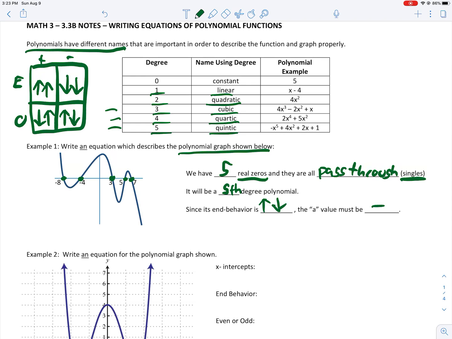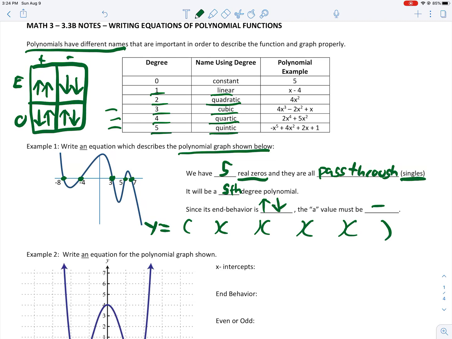This is what we talked about in the last lesson, towards the very last problem. There's not enough information to figure out what a is because I only give you the x-intercepts. But there is enough information to tell me that it's negative because I can see the end behavior. So we're going to write an equation. y equals, and I have 1, 2, 3, 4, 5 grouping symbols because I have 5 x-intercepts. So there are 5 factors.